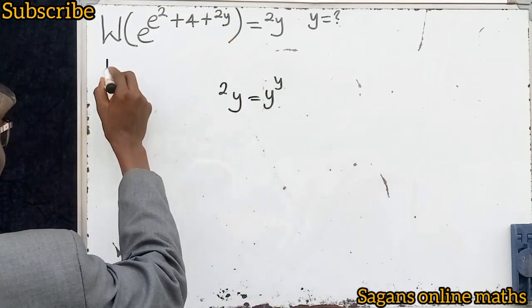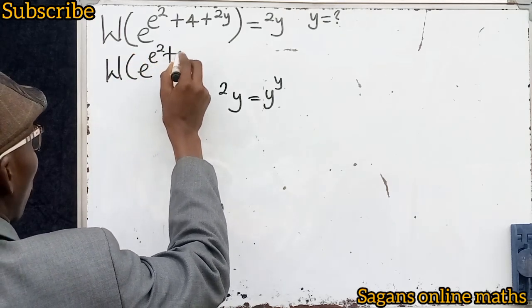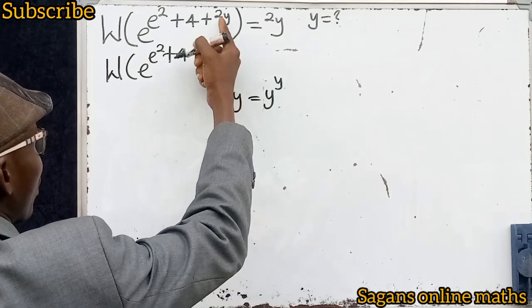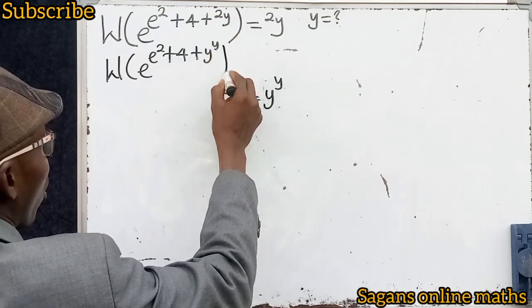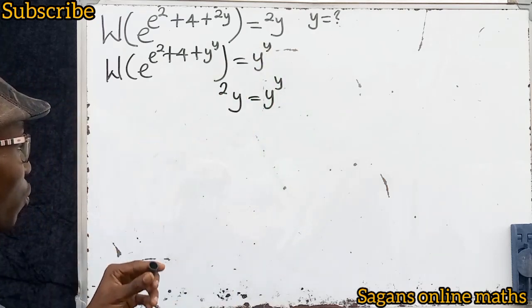So this is the W function of e to the power of e squared plus 4 plus y to the power of y, because we have removed this from tetration form to exponential form, and all this equals y to the power of y. Wow, this is beautiful.